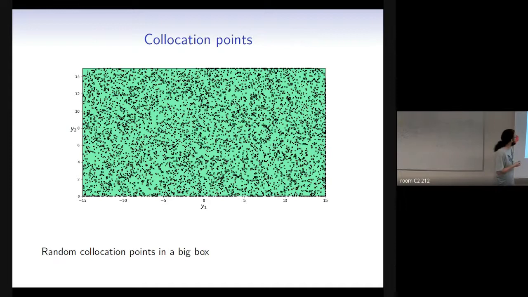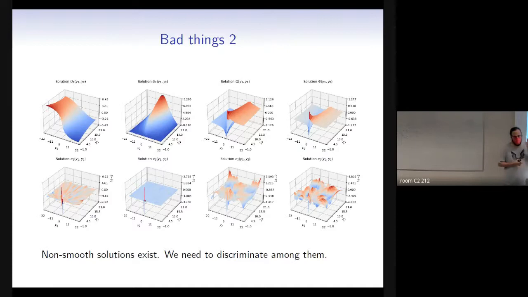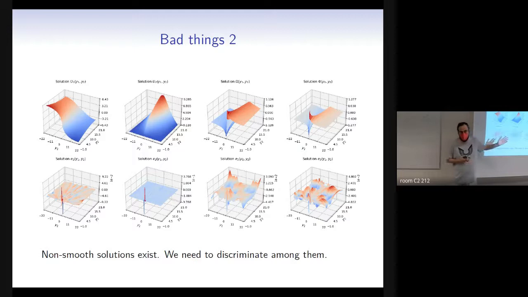If you remember, for Burgers, we saw that for every lambda there was a solution. Sometimes it was smooth, and some other times it was bad, non-smooth. Something similar happens here. If we pick the wrong lambda, we get something that looks okay, but not so okay if one looks at the error. This is about 2.5 orders of magnitude less than the solution. This is fine, but there is some non-smoothness that you don't see with the naked eye in the u. This is something we want to avoid, so we want to discriminate between this and a smooth solution.